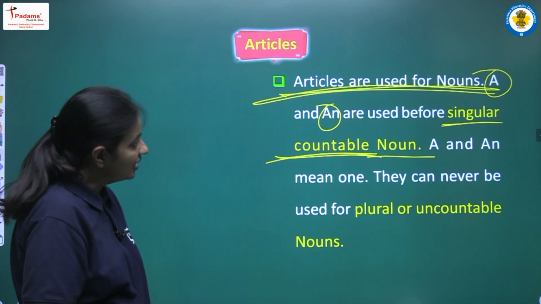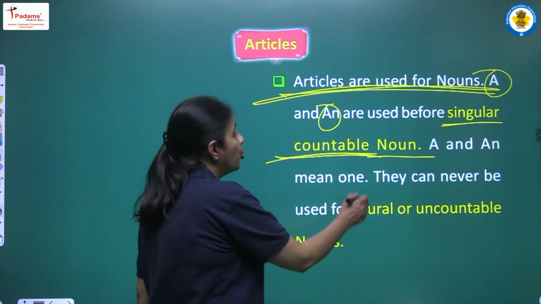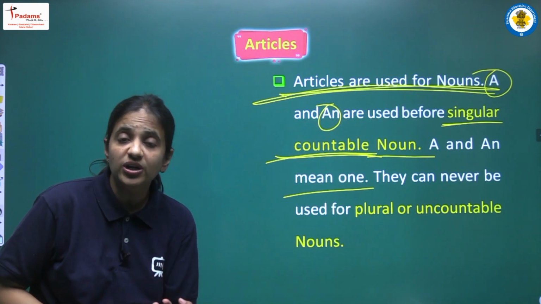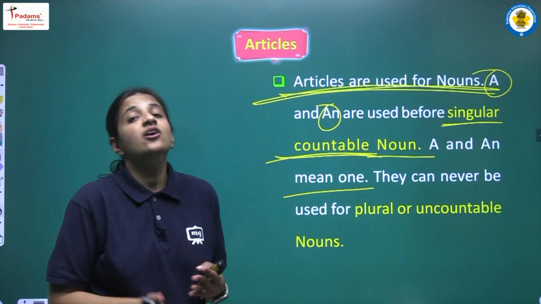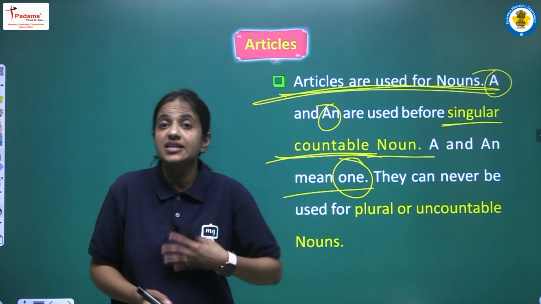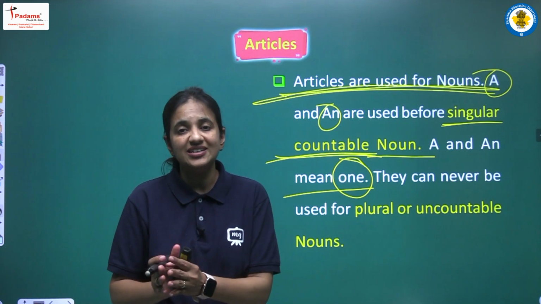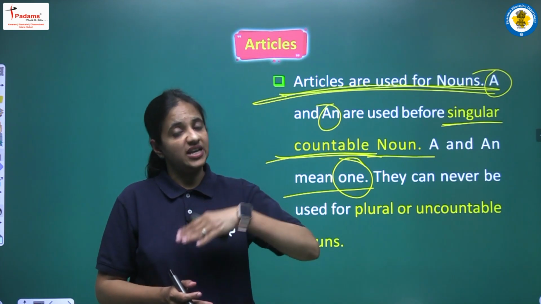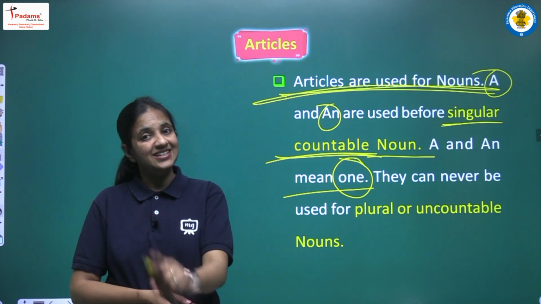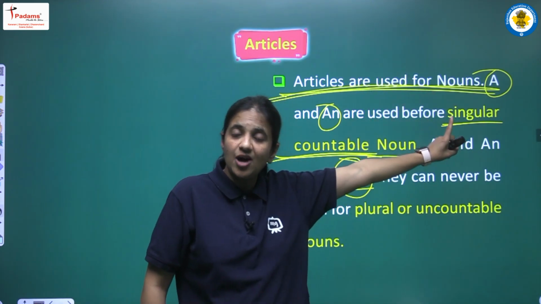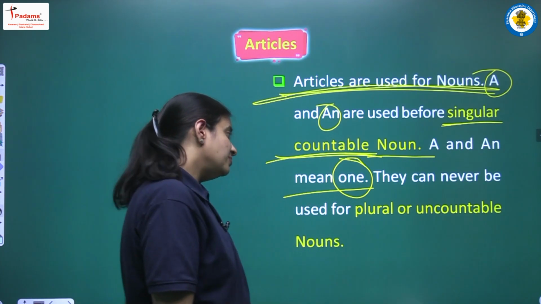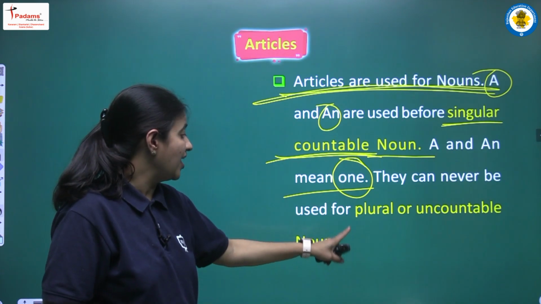Clear? A and AN mean one. So why are they used before singulars? Why can they not be used before plurals? Because basically A and AN mean one. It means they actually mean singular, right? जब भी हम one use करते हैं, so in the place of one we can use A and AN. So basically A and AN actually mean one, and this is the reason they are always used before a singular noun. They cannot be used before plurals. Right? They can never be used for plural or uncountable nouns.